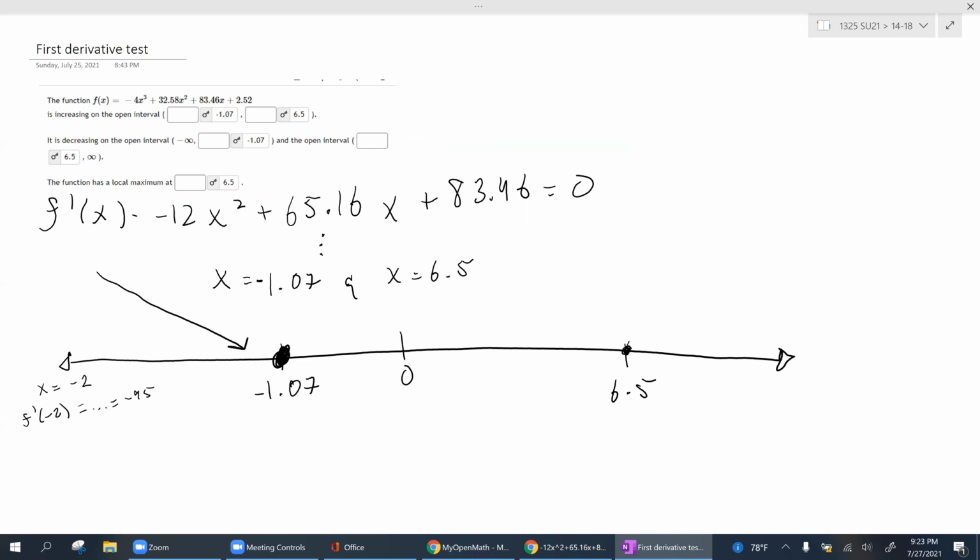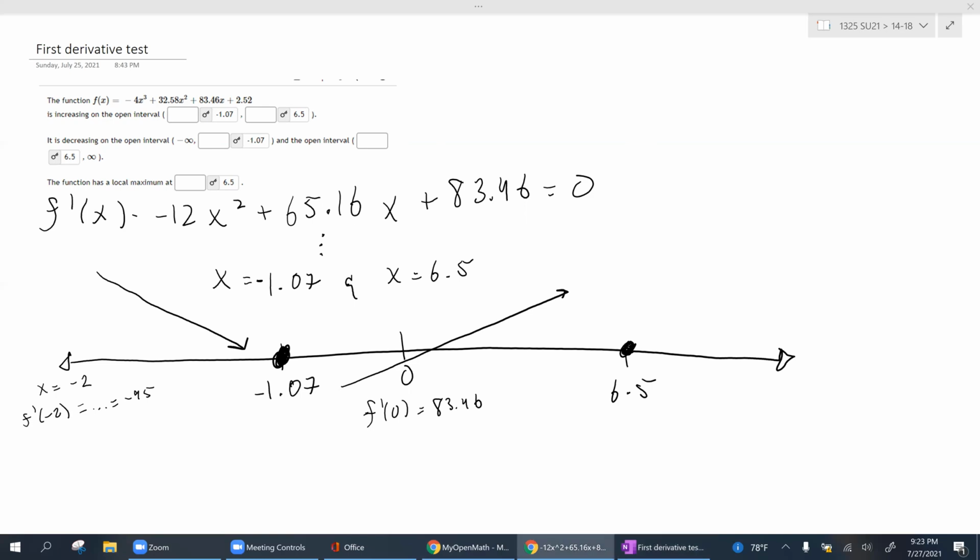You're then going to choose a number between these two critical points and apply it to the first derivative. The nice one would be 0. You apply 0 into the first derivative, and you find out that this gives you 83.46. That is positive. You're not worried about the number, you're worried about the sign, meaning between here and here, this is increasing.